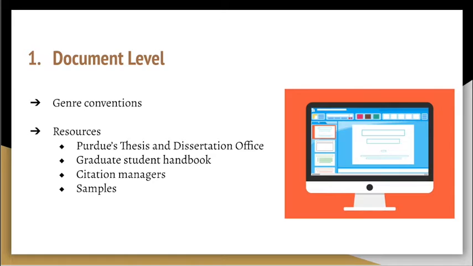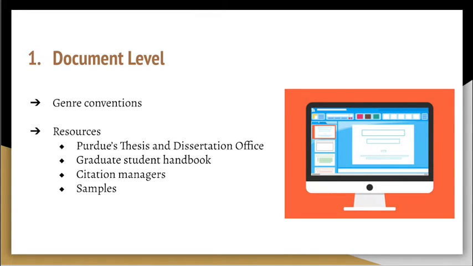Let's begin with the document level. As you reflect on your document as a whole, you can start to identify genre conventions that will help you to either make changes to technical portions of your work or to begin drafting your work in an efficient way. Think about genre conventions like the overarching rules or guidelines for a specific type or genre of writing.